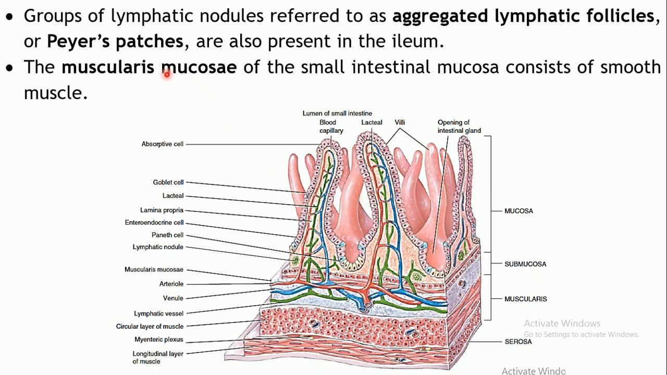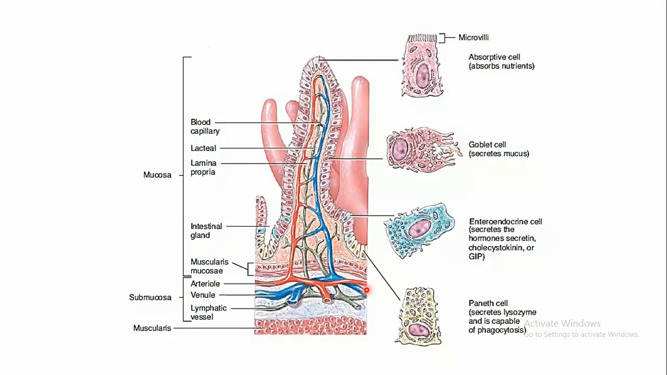Okay. And the third layer of the mucosa is the muscularis mucosae. So this will comprise smooth muscles, right? As you can see, there are two layers of smooth muscles present. So as you can see, the details of the mucosa, that is, it comprises several types of epithelial cells which are shown in detail over here.